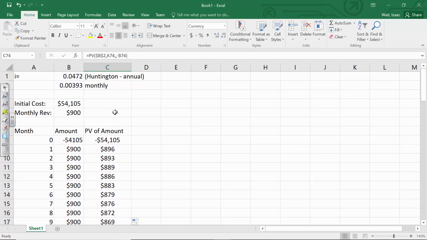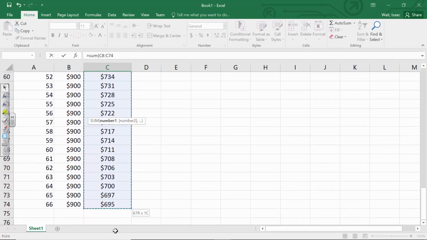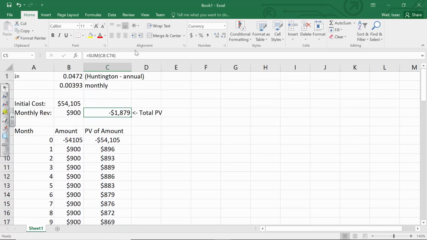All right, so what we want to know is the total PV. So in this cell, the total PV is going to include the sum of all of the PV column, including that first payment, and then all of the revenue. And what it shows is that $900 a month is great, but you're still losing money.